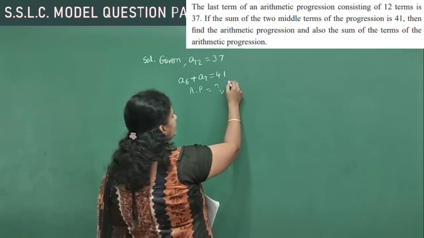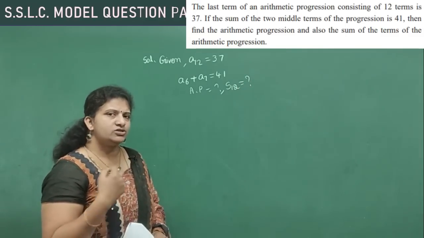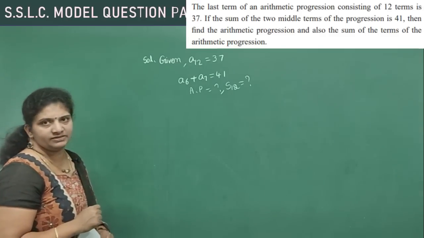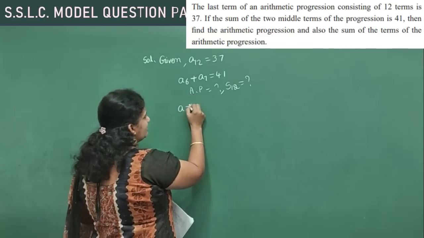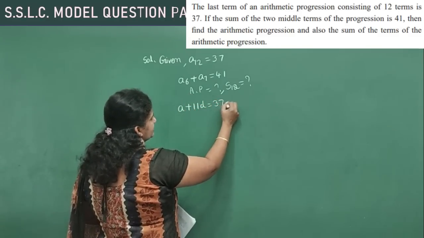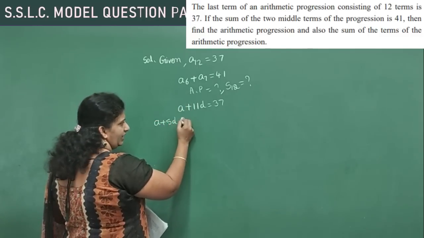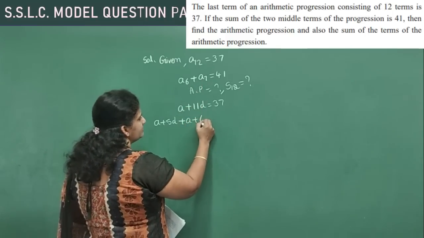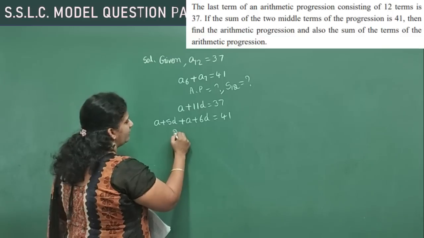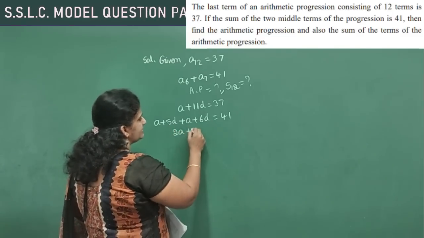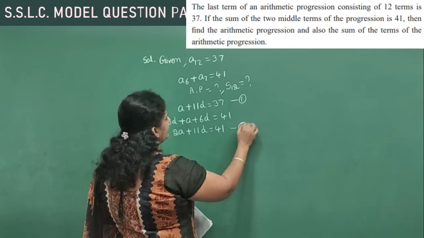So that means another question here is S12. Sum of the terms means we have 12 terms, so sum of 12 terms. How can we proceed with this? Consider this one, A12. In general form, how can we write? A12 can be written as A plus 11d is equal to 37. And now this one, A6 can be written as A plus 5d. A7 can be written as A plus 6d, and A6 plus A7 is equal to 41. Add these two. A plus A, it will be 2A, plus 5d plus 6d, it will be 11d, is equal to 41. This is the first equation and this is the second equation.